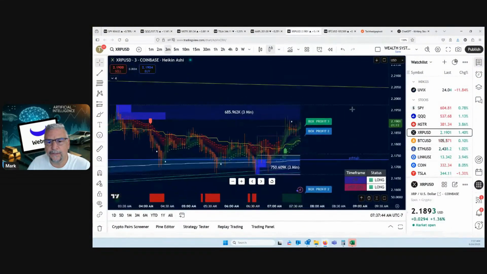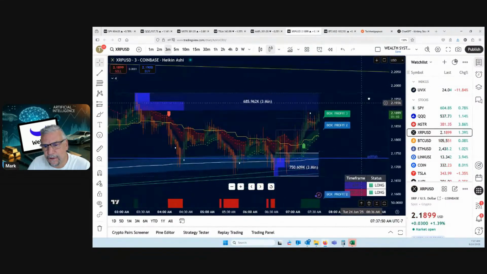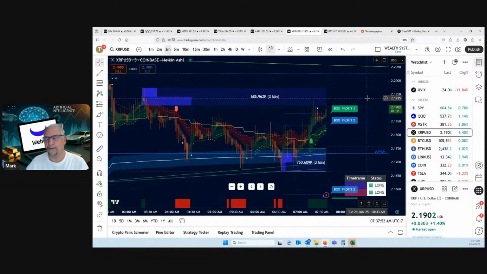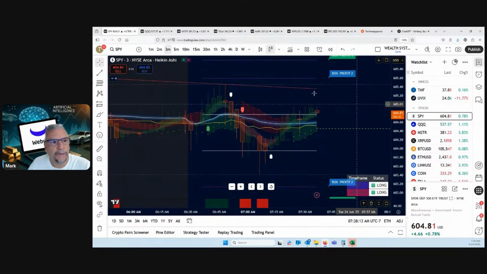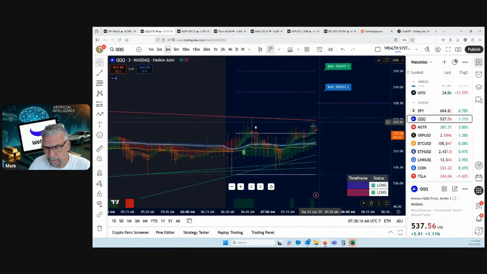So XRP is a little decoupled from Bitcoin, but I think crypto right now, Bitcoin, altcoins, XRP, Ethereum, different tokens are following pretty much the same pattern. There's times where they do decouple, but for the most part, they follow similar trends. So very happy to see XRP, Bitcoin, Ethereum in the green. Again, SPY, QQQ. Looks like that resistance is pushing down a little bit, so we're going to see if it'll be able to overcome that.